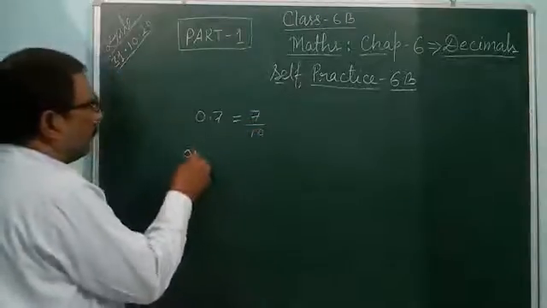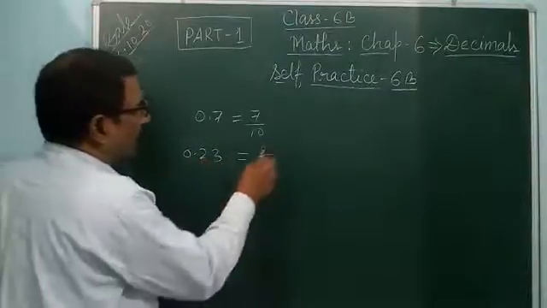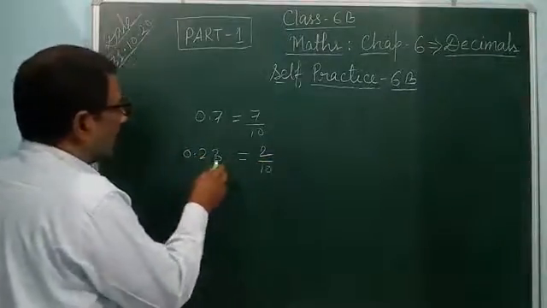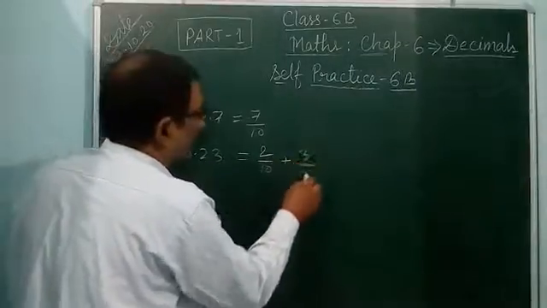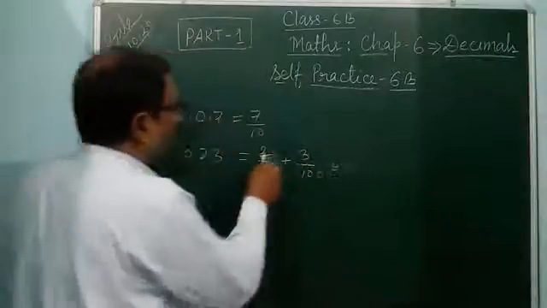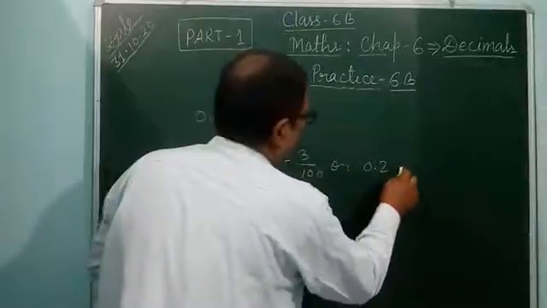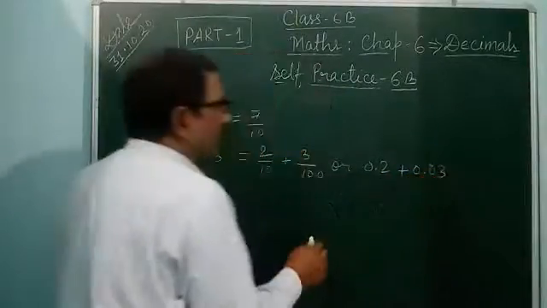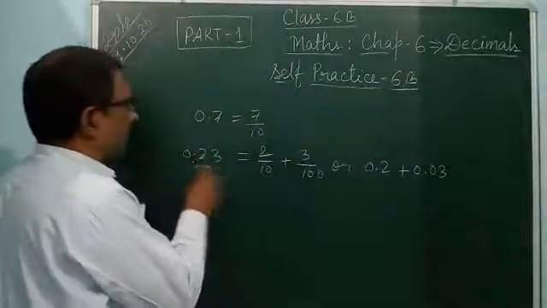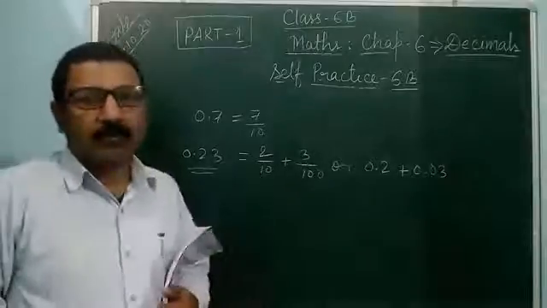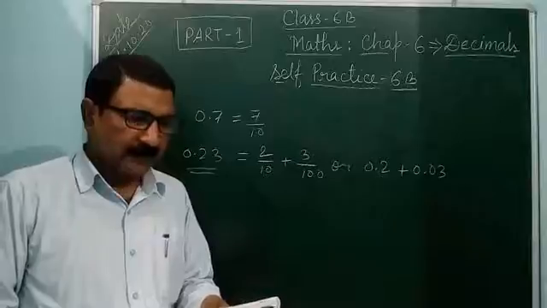Suppose you have 0.23. 0.23 means 0.2, and 0.2 means 2 by 10, and this is the hundredths place, so plus 3 by 100. Also you can represent 2 by 10 as 0.2 and 3 by 100 as 0.03. It means if I add 0.2 and 0.03, it will come to 0.23. In this way you can do the questions given as self practice 6B.